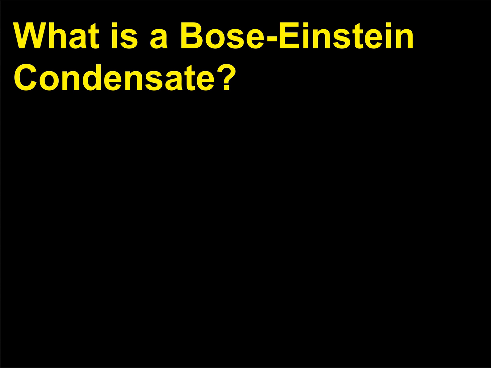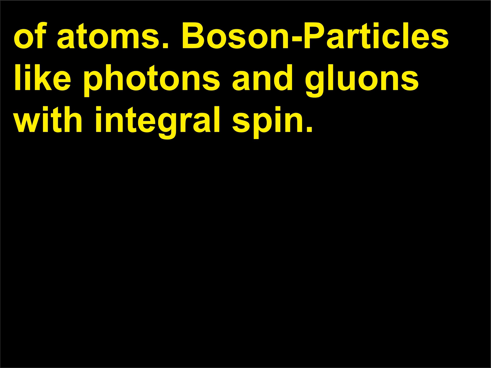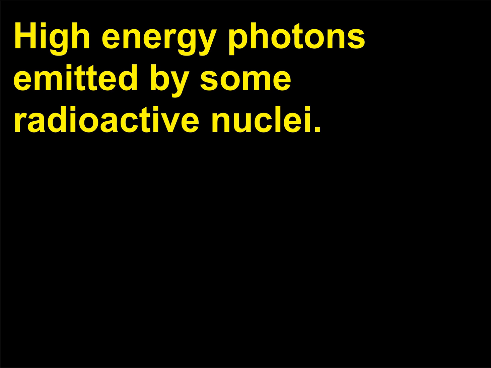What is a Bose-Einstein condensate? Quantum effects on a macroscopic scale exhibited by extremely cold gas of atoms. Boson particles like photons and gluons with integral spin. What is a gamma ray? High-energy photons emitted by some radioactive nuclei.